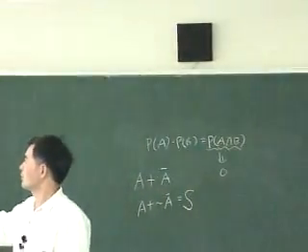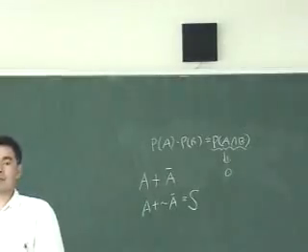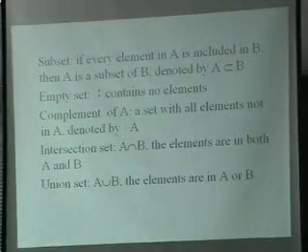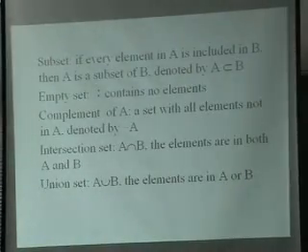And the third one is intersection, right? So every element that is in A and in B, that should be in A and B. And union is A or B, okay?